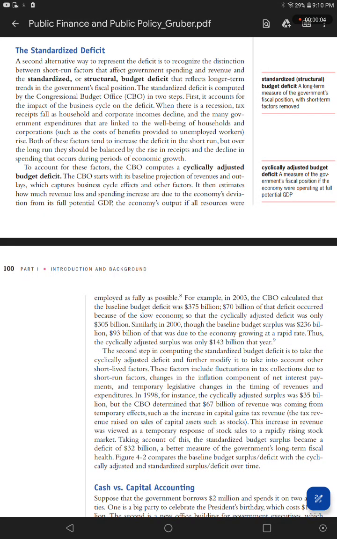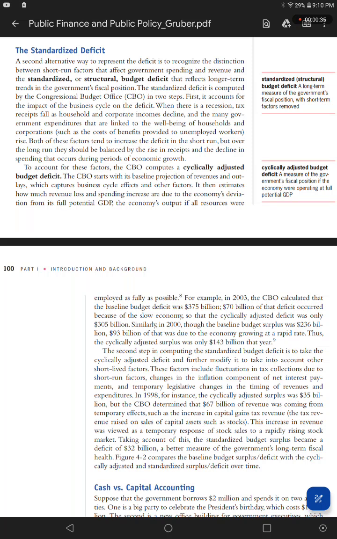A second alternative way to represent the deficit is to recognize the distinction between short-run factors that affect government spending and revenue, and the standardized or structural budget deficit that reflects longer-term trends in the government's fiscal position. The standardized deficit is computed by the Congressional Budget Office (CBO) in two steps. First, it accounts for the impact of the business cycle on the deficit.